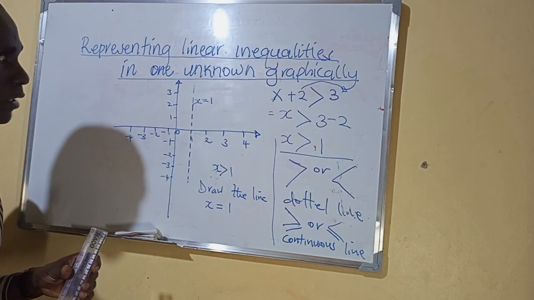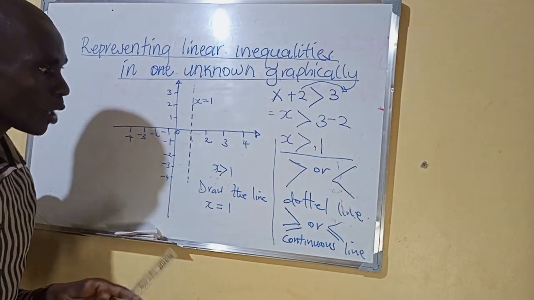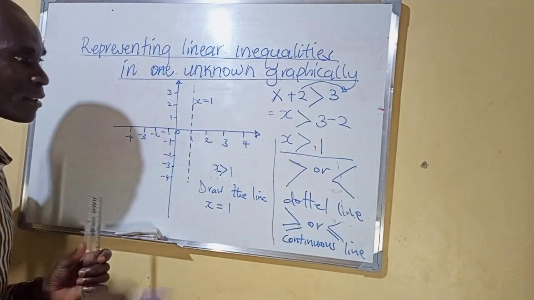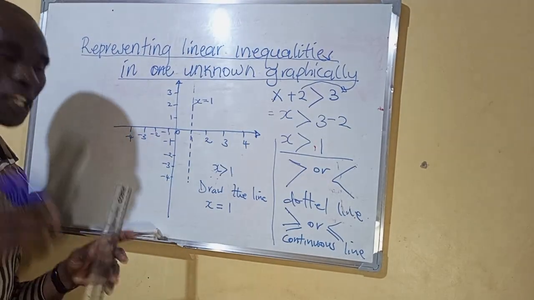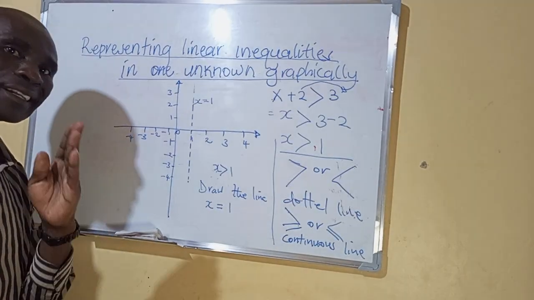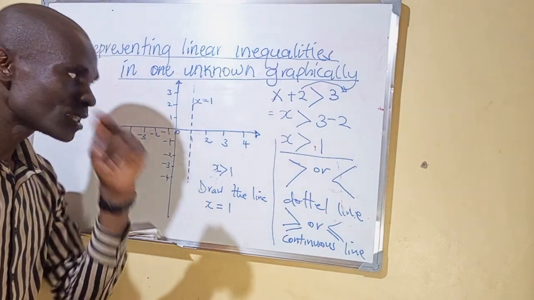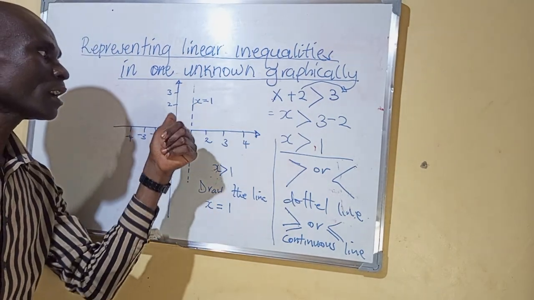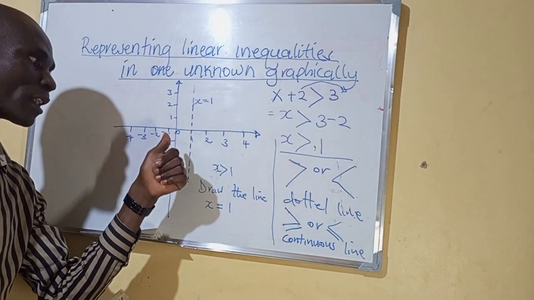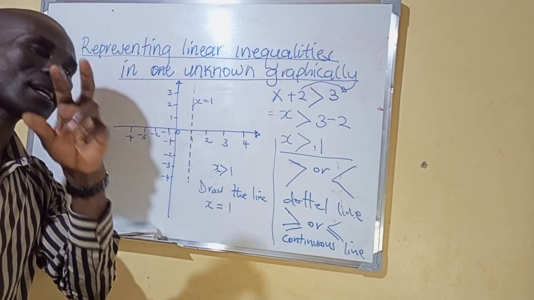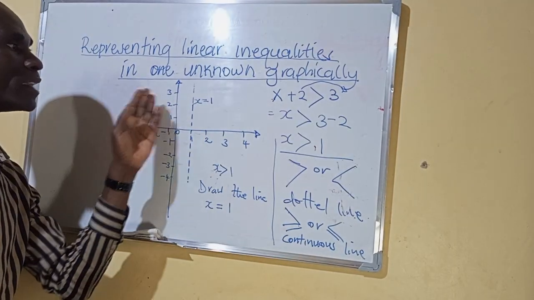So what do we do next? We have already drawn the line because we have identified it. We know it is dotted. Why? Because our inequality is greater than. For us to know where to shade, we normally shade the unwanted region. Now, how do you know the unwanted region? The unwanted region is that region that does not satisfy the inequality, for any point that we choose on either side of the line.